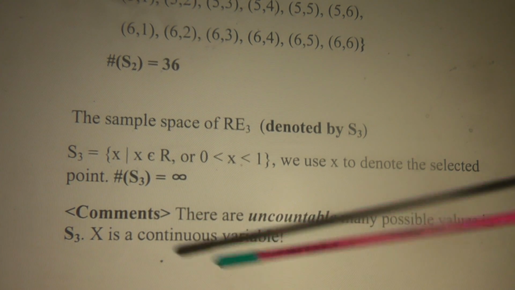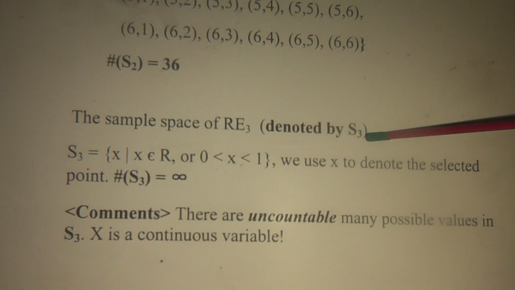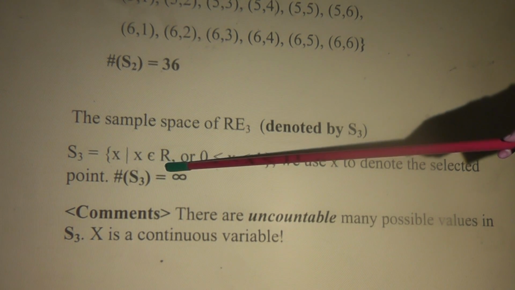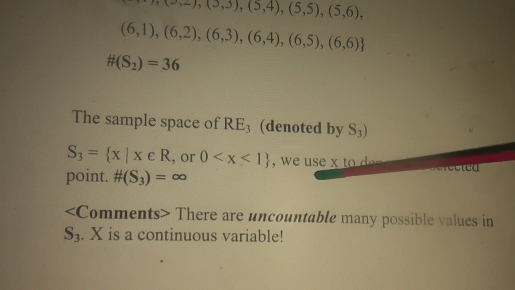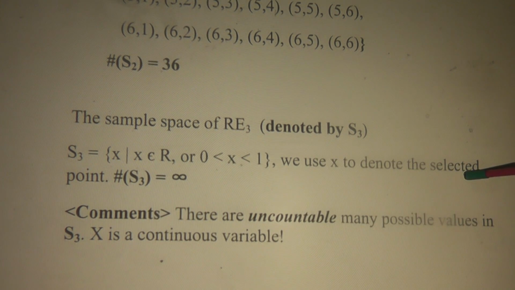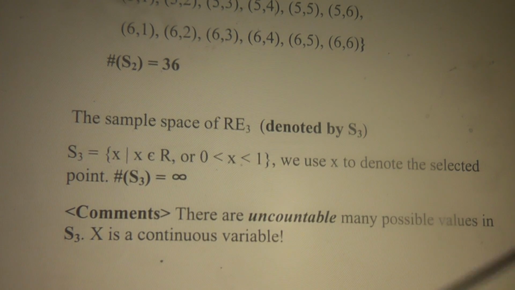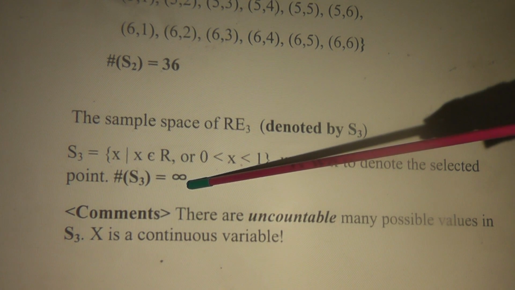Now, the sample space of random experiment 3, denoted by S sub 3. We use a mathematical notation. We say X is any real number that is between 0 and 1. We use X to denote the selected point. How many possible outcomes in S3? Well, the answer is infinitely many.